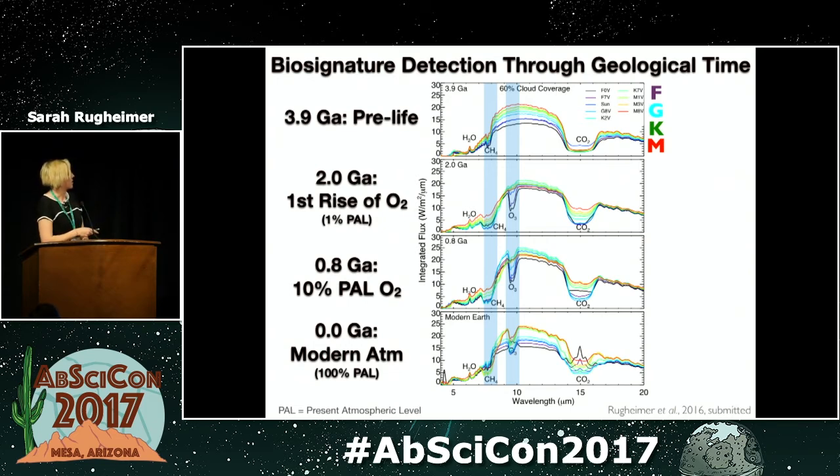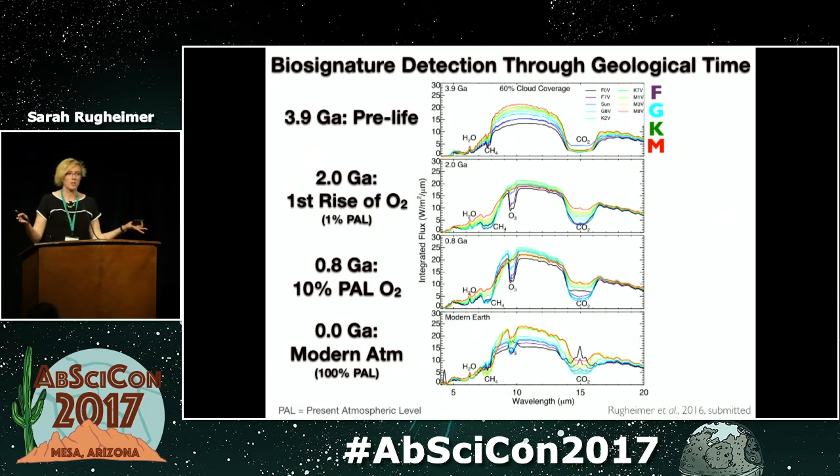And then by around 10% PAL, you can detect it for a lot of different star types, and that's maybe one consideration we should consider when we're looking for these planets around other star types and at what geological phases we might be able to best detect life.